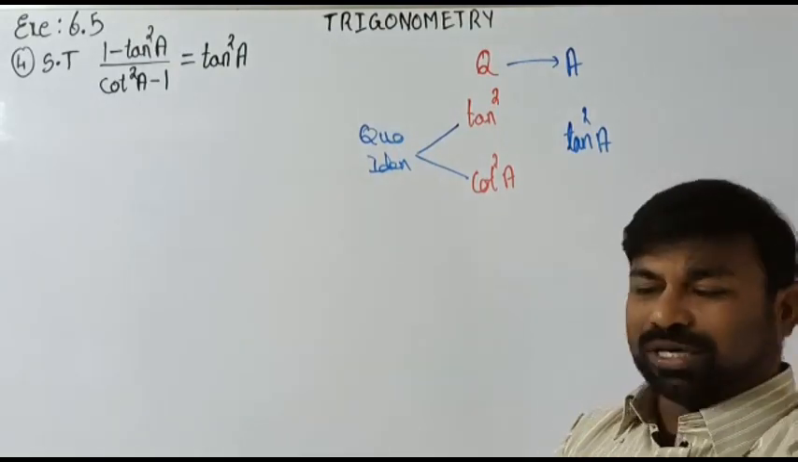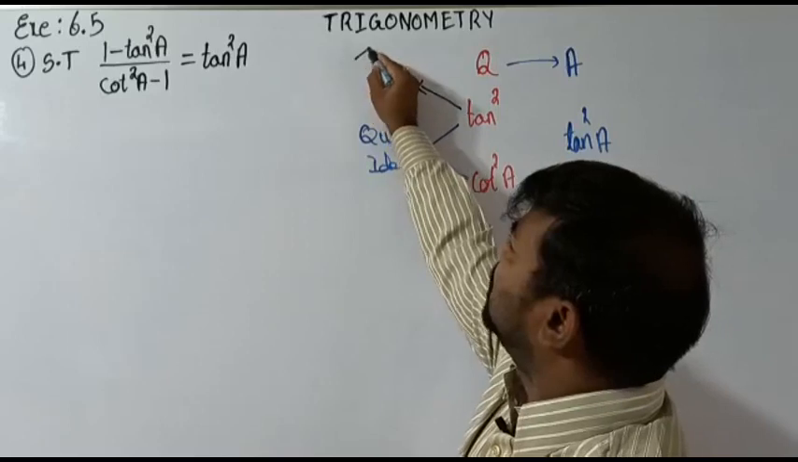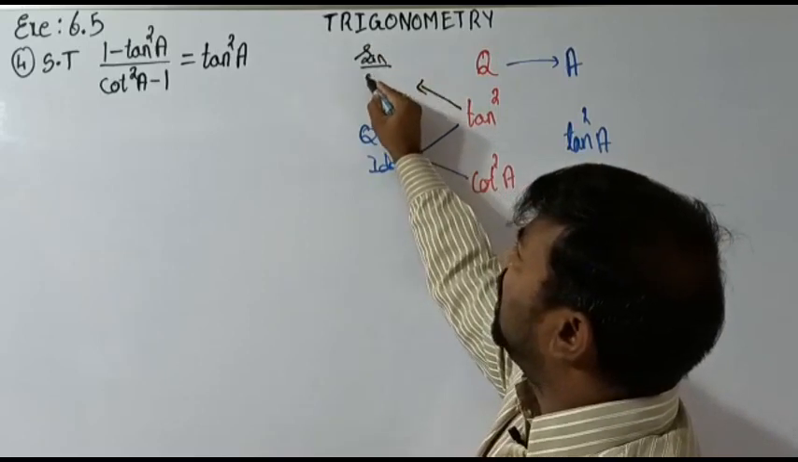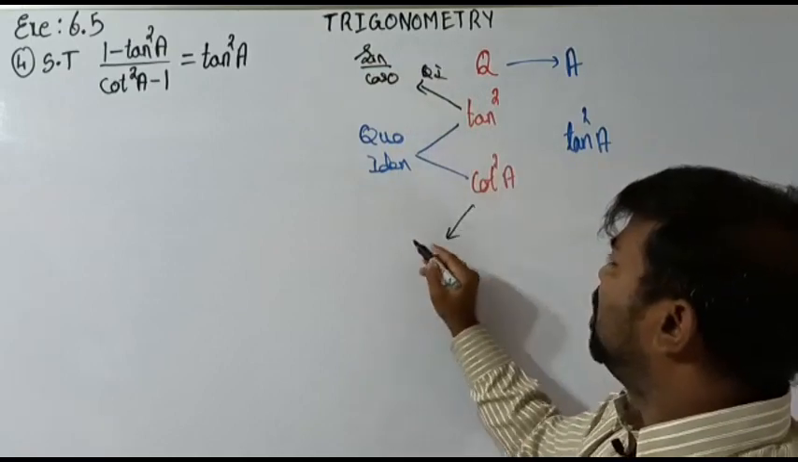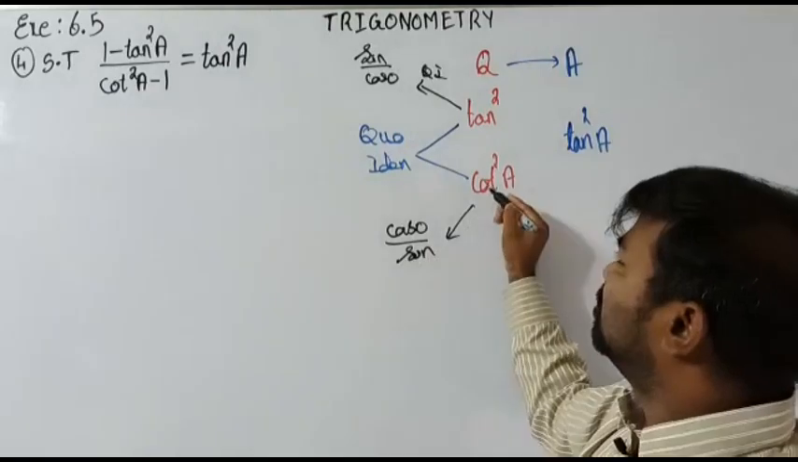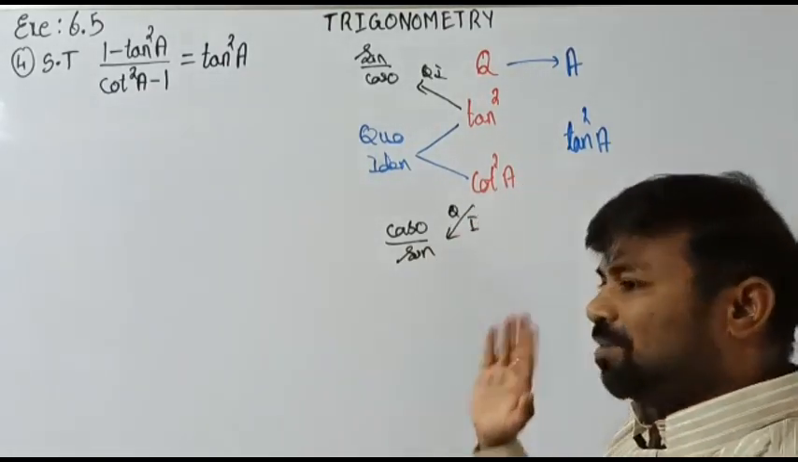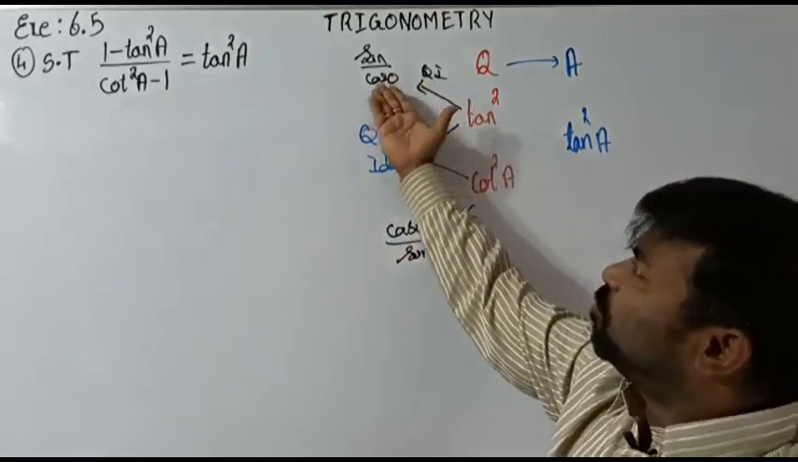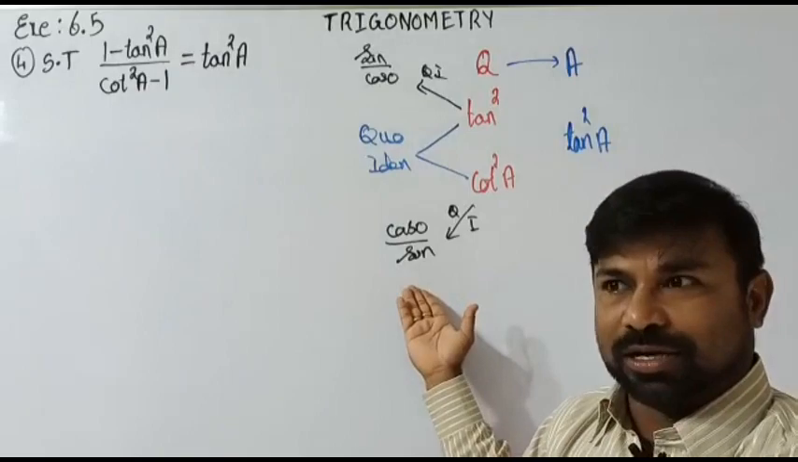You might be thinking, what's that quotient identity? You know that one. Tan theta is nothing but sine theta by cos theta, which is the quotient identity. In the same way, cos theta by sine theta is nothing but cot theta, that is also the quotient identity. So I am taking a back step. From tan square I am going to the quotient identity, from cot square I am going to the quotient identity.